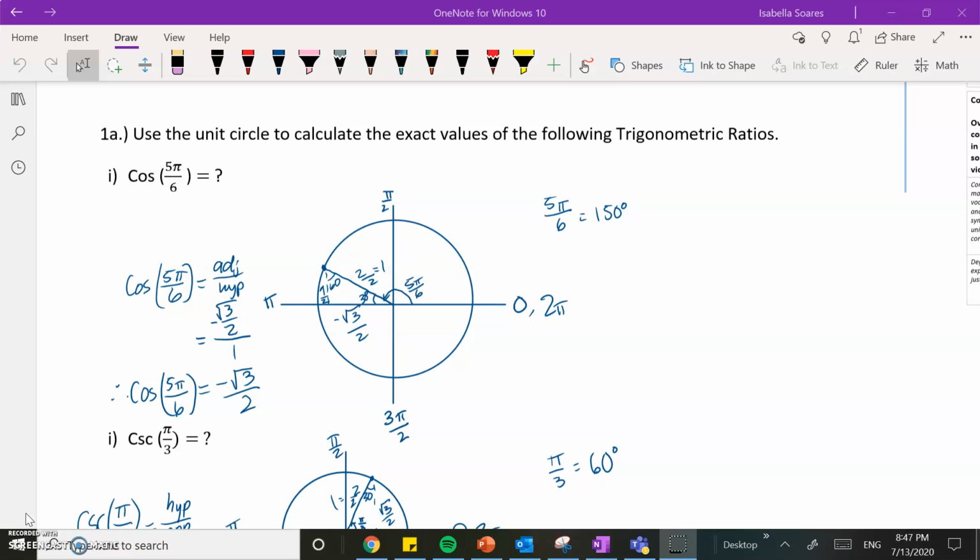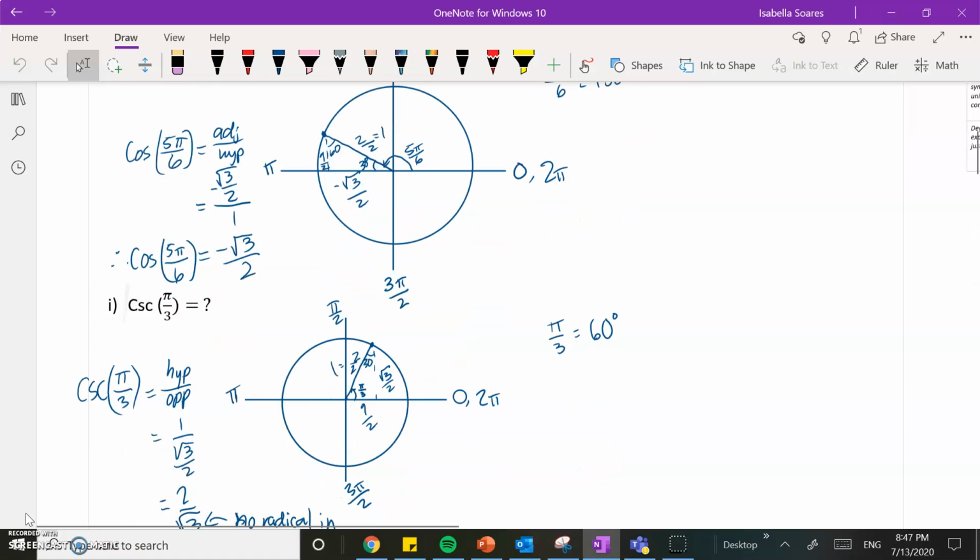And then I just did cos of 5 pi divided by 6. So it would be adjacent over the hypotenuse. So the adjacent side to 30 degrees was negative root 3 divided by 2 over the hypotenuse, which was equal to 1. So therefore, cos of 5 pi divided by 6 is equal to negative root 3 divided by 2.